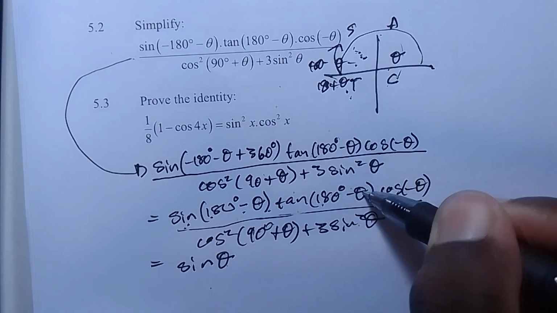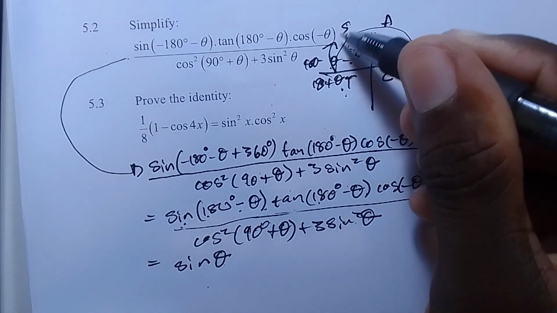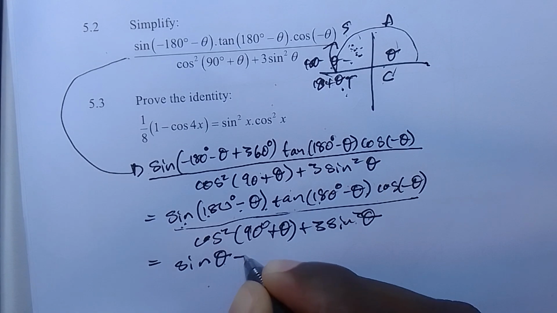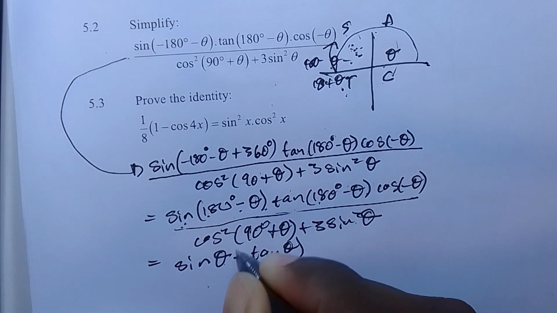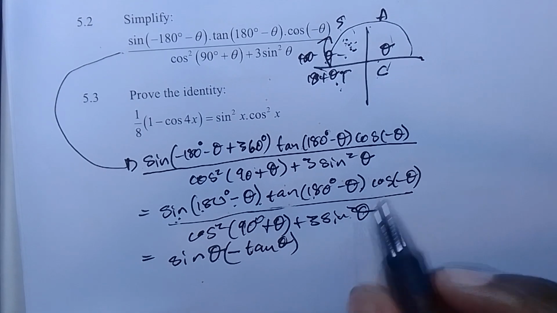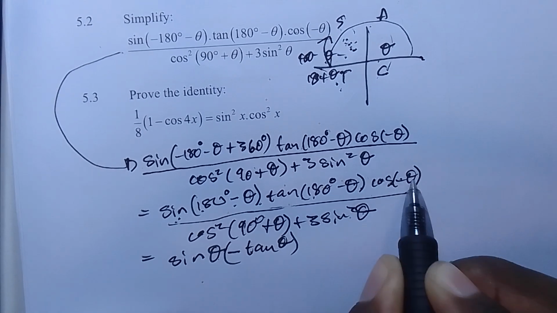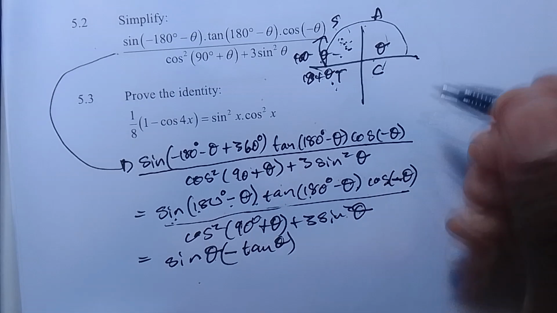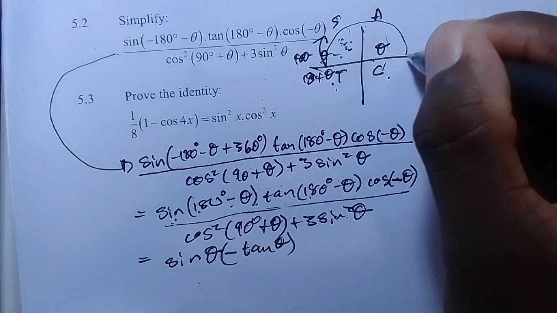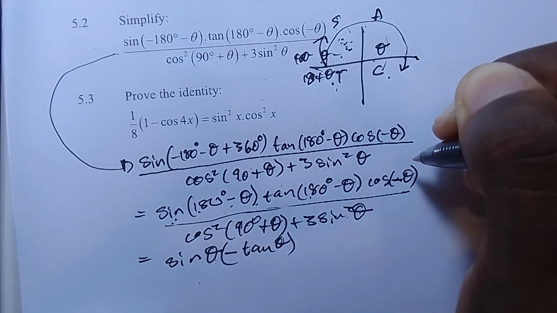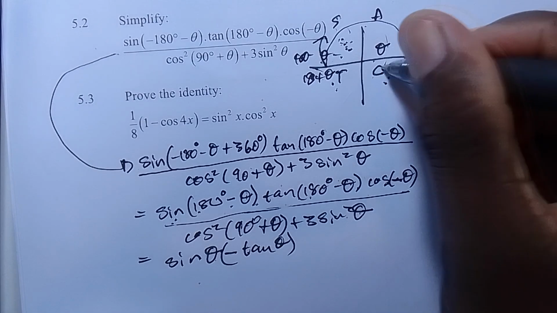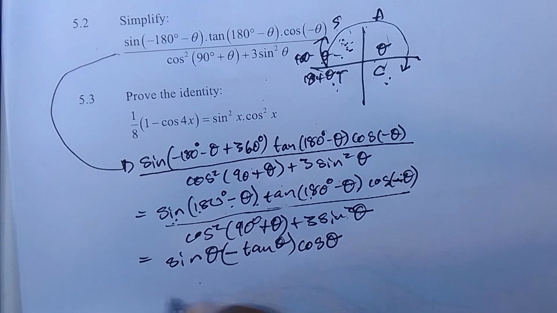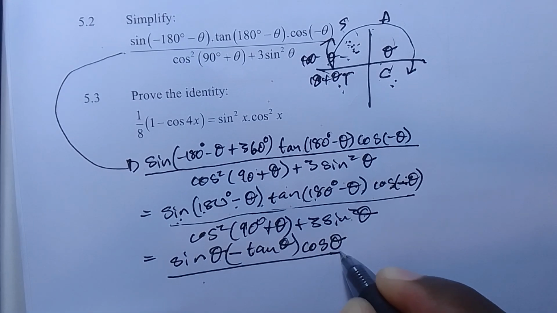For tan theta, it's 180 minus theta, which means it's in the same quadrant. Sine is positive here, but tan is negative, and therefore this is going to change to negative tan theta. I like to put brackets. It's going to keep you safer. You have cos negative theta. Cos negative theta is the same as cos theta, because negative theta means you're going in the opposite direction. You get to the fourth quadrant, cos is positive there, so it's the same as cos theta. Or just know that cos of negative theta is the same as cos theta.